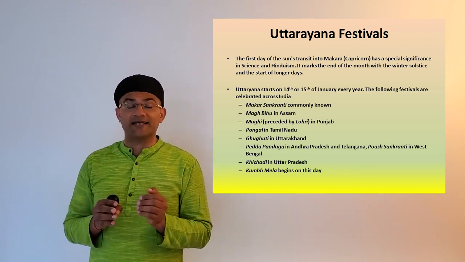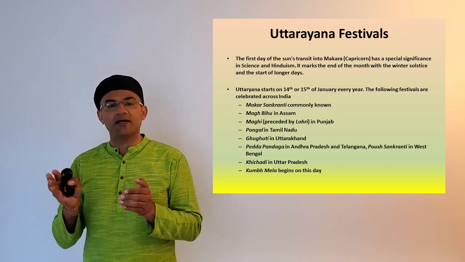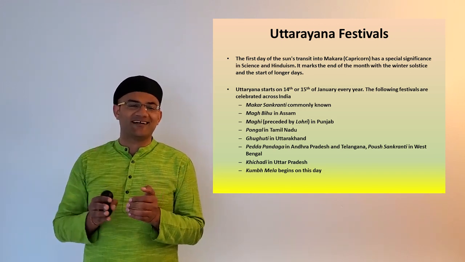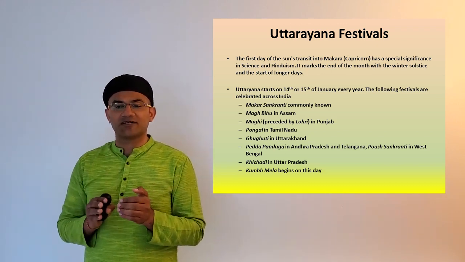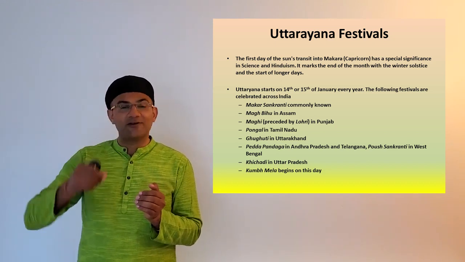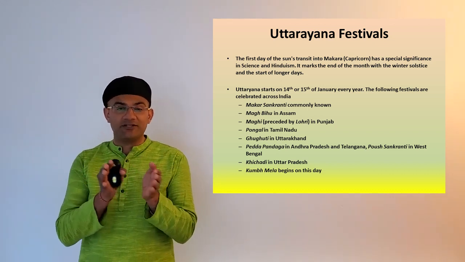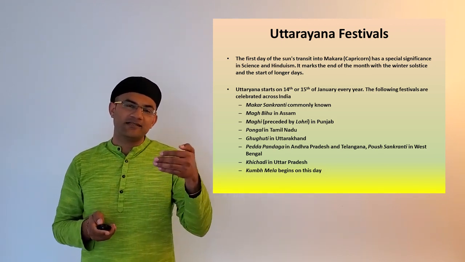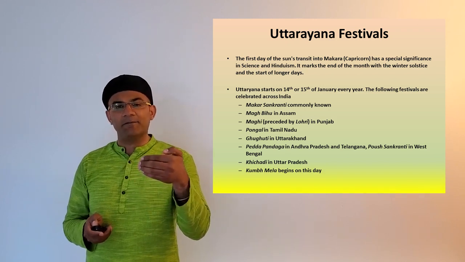Magh Bihu in Assam, Assamese people celebrate that. Maghi is another one, and Maghi is preceded by Lohri in Punjab, Pongal in Tamil Nadu, and Guguti in Uttarakhand, and Pedda Pendaga in Andhra Pradesh and Telangana, Posh Sankranti in West Bengal, Khichdi in Uttar Pradesh, and people also fly kites on this particular day. And Kumbh Mela, whenever it happens after every 3-year rotation, it begins on this particular day, Uttarayana. So see the sun's movement, basically how it travels, the festivals are based on that.